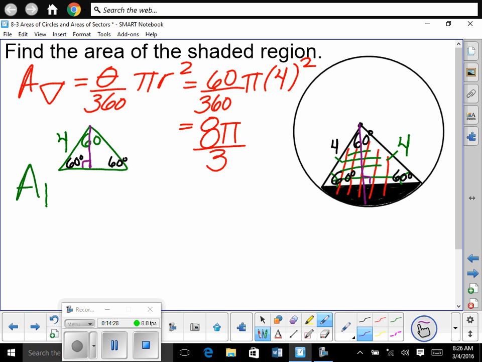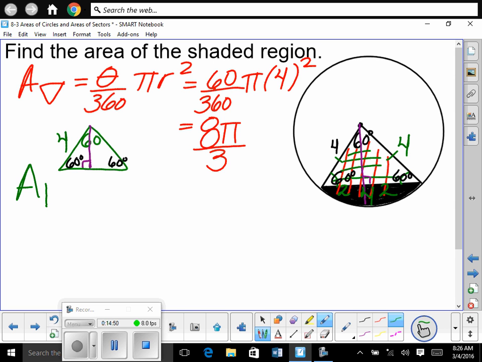If this is a 60, 60, 60, isn't that an equilateral triangle? So this side's 4 and this side's 4, what's this side? 4. Is everybody good with that? So, if I drop that line perpendicular, wouldn't it cut it in half evenly? Yeah, so what's this side? 2, what's this side? 2, okay.